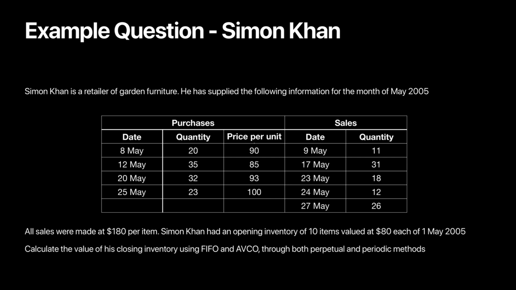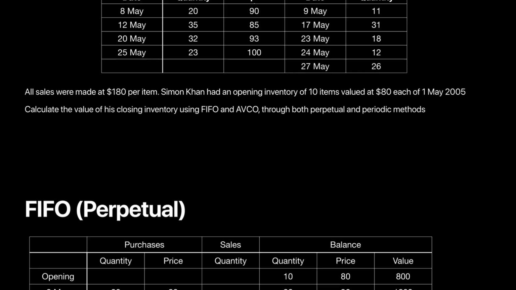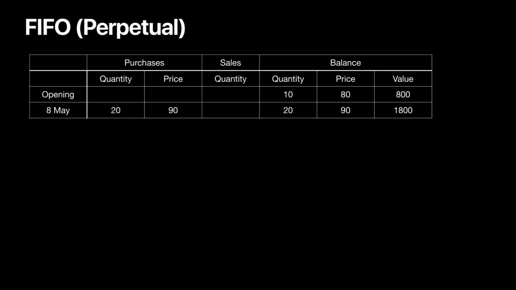So it's the same data that you guys have seen in the previous video. And now we'll draw a table to find the perpetual value for first in, first out and AVCO method. So let's start off with first in, first out. Now I would ask everyone to draw up a table themselves after this video.